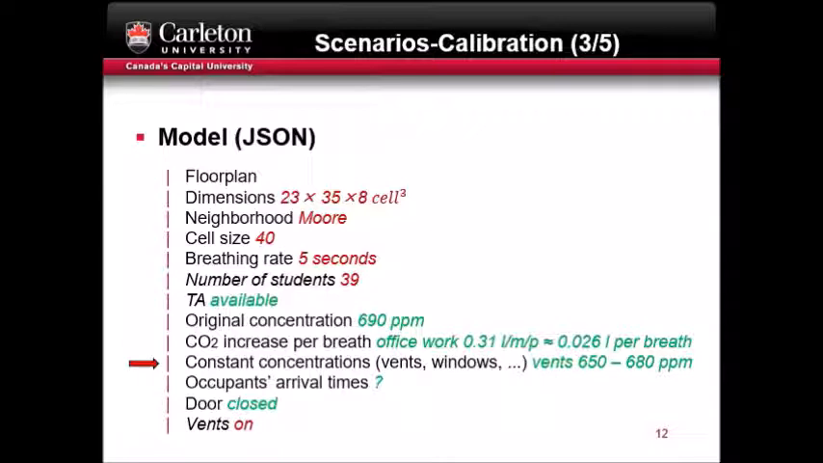Then, the default of the ventilation level is usually lower than this, but when we experimented with the model, the ventilation was between 650 and 680 ppm. And then occupants' arrival time. This is a very time-consuming process, but we had to change the way occupants arrive to find a pattern that produced results similar to a physical system. And the door was closed throughout the simulation, and the vents, we know that they were on.